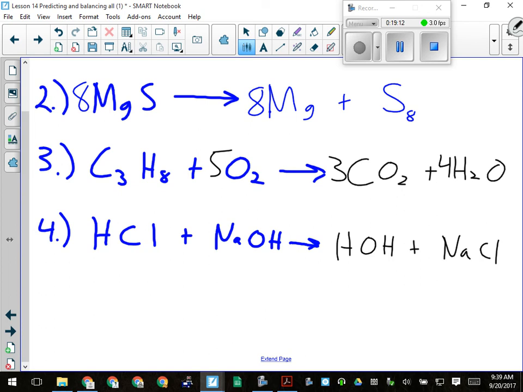And again, the order in which you write this doesn't matter. I could have written the NaCl first and the HOH second. That makes no difference. There are no small numbers in this reaction, so it's already balanced. Don't have to do anything else. This is dropped and swapped correctly. 1 and 1, 1 and 1. So we're all good there.